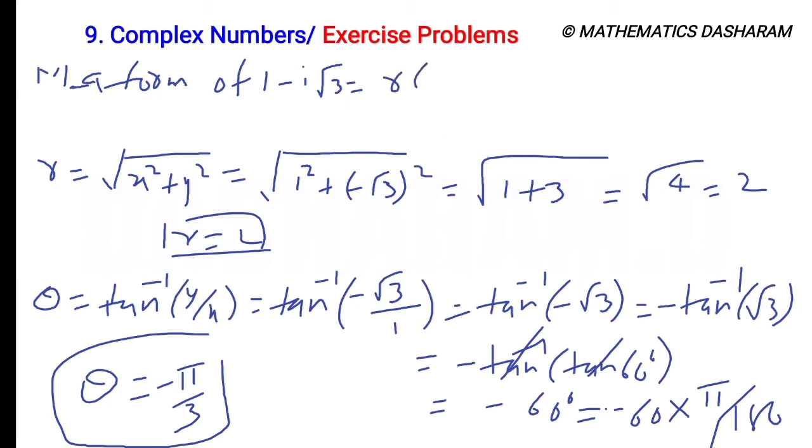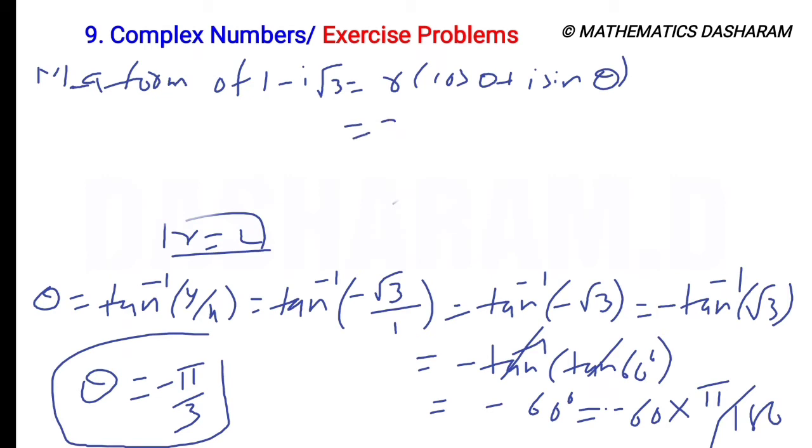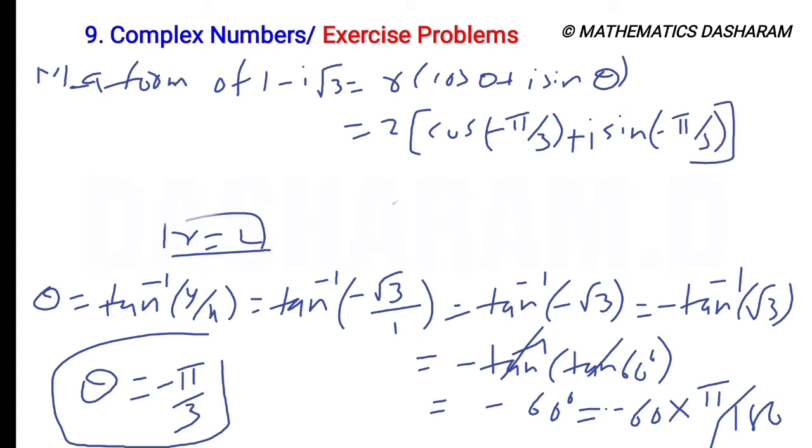So r bracket of cos theta plus i sin theta. So let's substitute the r value and theta value. So 2 bracket of cos theta value minus pi by 3 plus i sin theta value minus pi by 3.